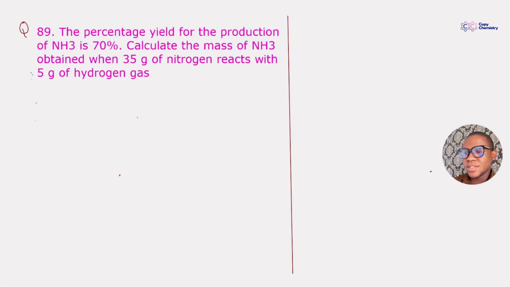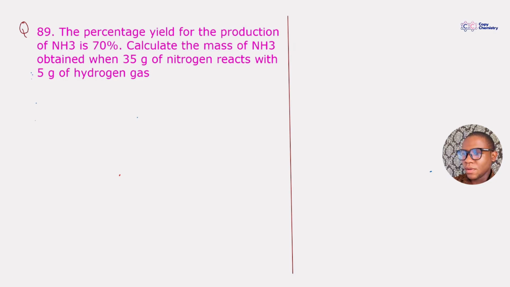Hi, this is question 89 on stoichiometry. The percentage yield for the production of ammonia is 70%. Calculate the mass of ammonia obtained when 35 grams of nitrogen reacts with 5 grams of hydrogen gas. So you see it's getting tougher, right? This is 89.